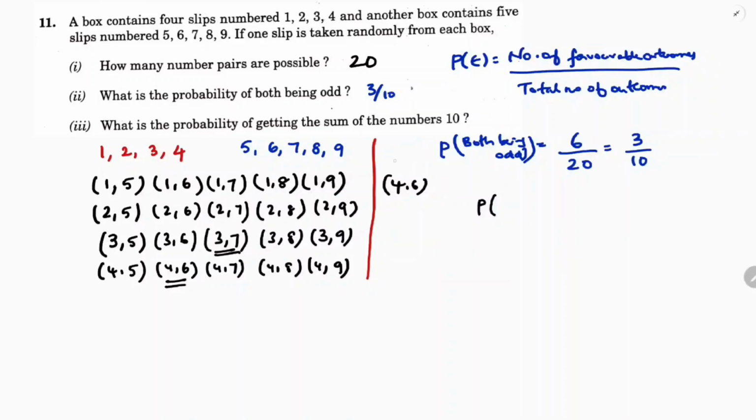In the first one you'll get 1, 9, then 2, 8, 3, 7, 4, 6. So probability of sum 10. In the first one you have only 1 and 9, because 1 plus 9 is 10. In the second one you have 2 plus 8, 10. And third one 3 plus 7. And the fourth one 4 plus 6. So in total we have 4 outcomes out of 20, which is nothing but 1 by 5. So probability of getting the sum of the numbers 10 is 1 by 5.